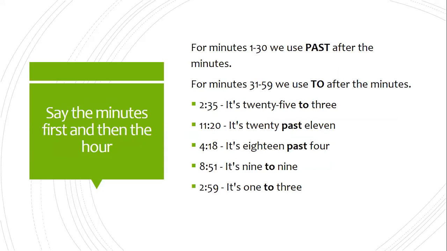Yes, as we have it here, tenemos que para los minutos del 1 al 30, o sea, desde el primer minuto hasta la media hora, vamos a utilizar lo que es past, ¿ok? Después de los minutos. Y para del 31 al 59, vamos a utilizar lo que es el to, ¿ok? So you can see we have, it's 25 to 3. Como aquí ya me pasé, ¿verdad? It's 25 to 3. Then we have, it's 20 past 11. Como tengo aquí que son las 11 y 20, tengo primero los minutos, you can see 20, y como acá dice, ¿verdad? Past 11, la hora, ¿verdad?